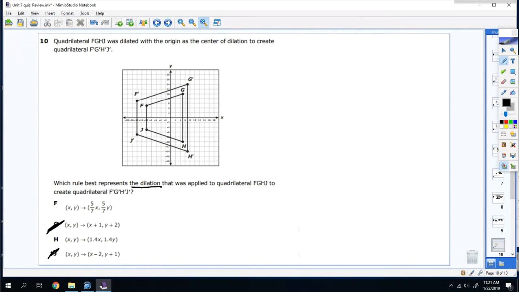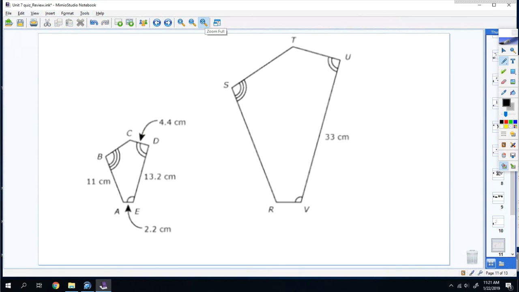Next thing, so I don't have to do any math, is my figure is going from smaller to bigger. Since it's getting bigger, I need to be multiplying by a number greater than 1. So the only number that's greater than 1 is H, because 5/7 is less than 1. So that means that's wrong. That would be making it smaller. Okay, that's it.